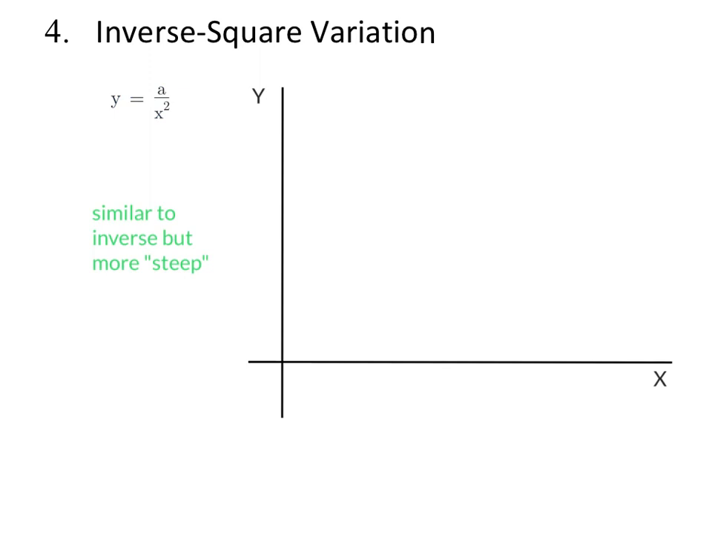Our next relationship is called an inverse square variation, and the formula for that looks like this. It's y equals, there's going to be something on top in the numerator, and then in the denominator we're going to have x squared. It looks similar to an inverse graph, but it's a little bit more steep. So it's shaped a little bit more like this. Your sketch is going to be following closely to each of the axes, more so than the inverse variation would. So there's not that much difference. The important part will be to look at your formula to see the difference between inverse and inverse square.